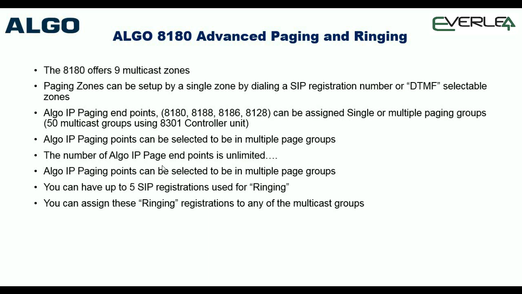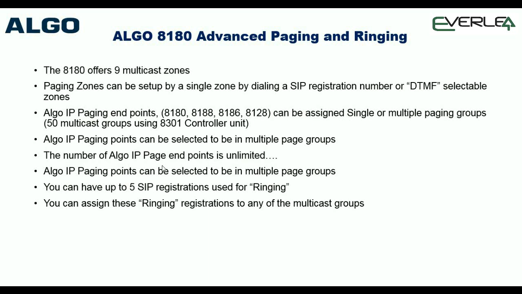E.g., you could have an 8180 as the master pager, and then you can have hundreds, and I mean hundreds, of other slave 8180s, and when you page that one unit, everyone else will page at the same time. Okay. You can put them into multiple page groups, what we've talked about. You can have up to 5 SIP registrations used for ringing.